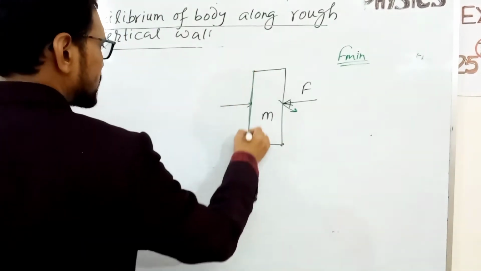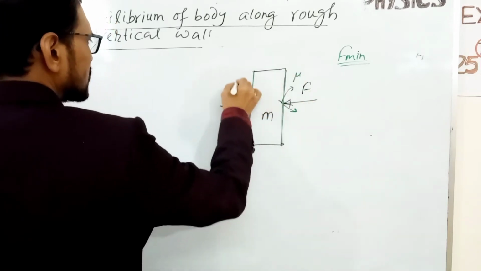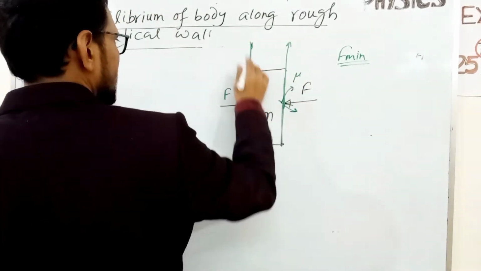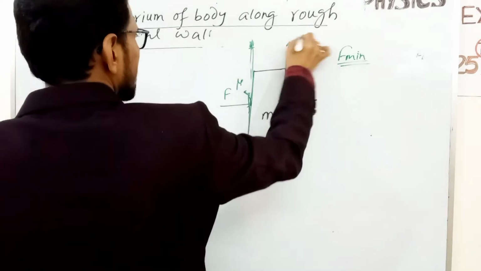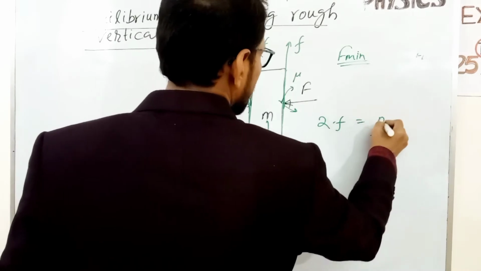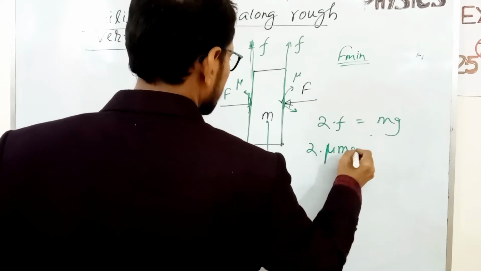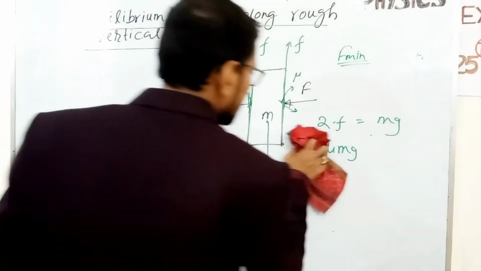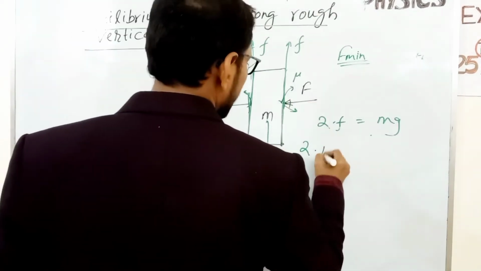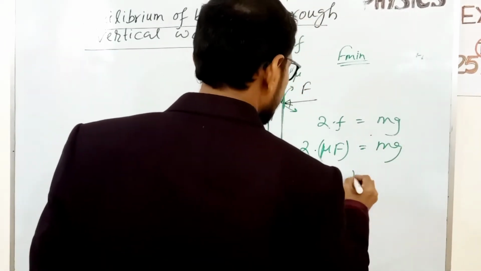Here there are two surfaces. If the coefficient of friction of both surfaces is the same, mu and mu, then two frictions act vertically upward, and these two frictions balance the weight. So 2 into mu into F equals mg. So F equals mg by 2 mu.